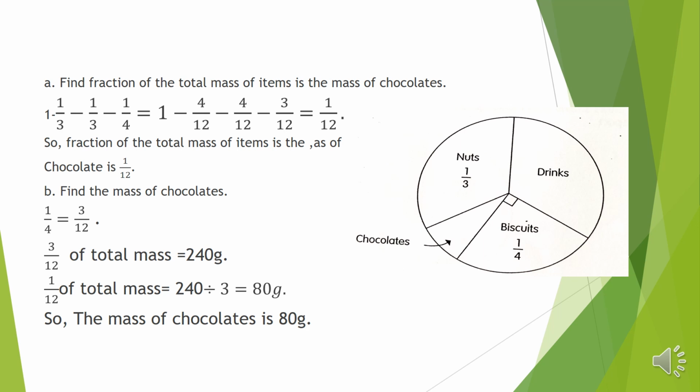B. Find the mass of chocolate. So we got that 1 out of 4 equals what? We find the mass of chocolate, we got 3. So we multiply by 3, and 4 multiplied by 3 equals 12. So we got that 3 out of 12 of the total mass equals 240 gram. 1 out of 12 of the total mass equals 240 divided by 3 equals 80 gram.